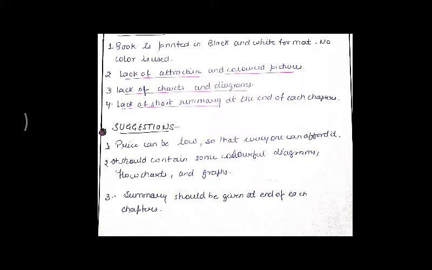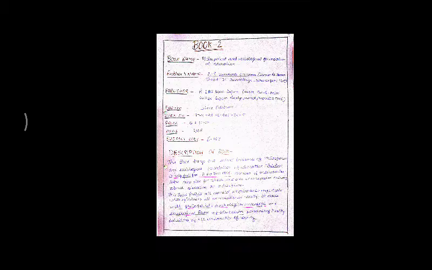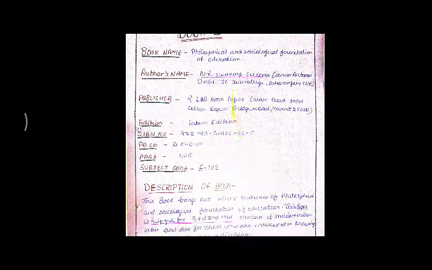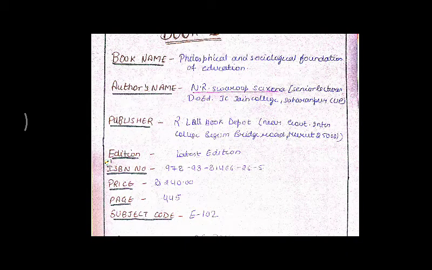Now let us move on to the second book, that is Philosophical Sociological Foundation of Education by N.R. Swaroop Saxena. Now this is going to be book number 2. As you can see, there are details similar to book number 1, that is the book's name, author's name, publisher, edition, ISBN number, etc.